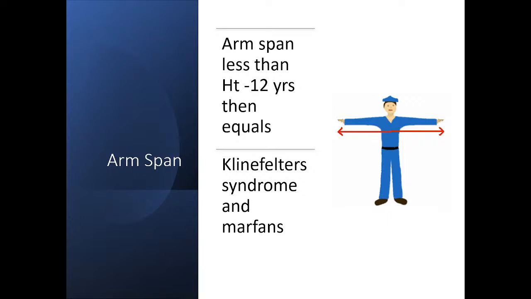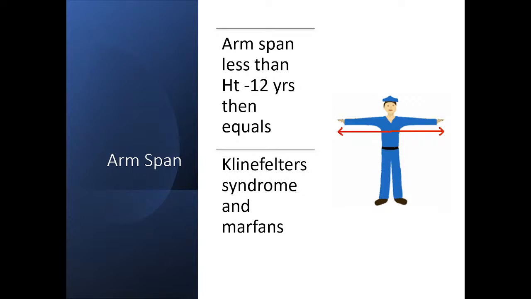Other important thing is the arm span. Sometimes if you don't have all the facilities available, you can simply ask the child to stretch the arms and take the measure from this finger to this finger. Usually this arm span is less than the height till the age of 12 years. After the age of 12 years, it becomes equal. So this is my height, I can say, what is your height? This is my height. So you can just calculate in that way.